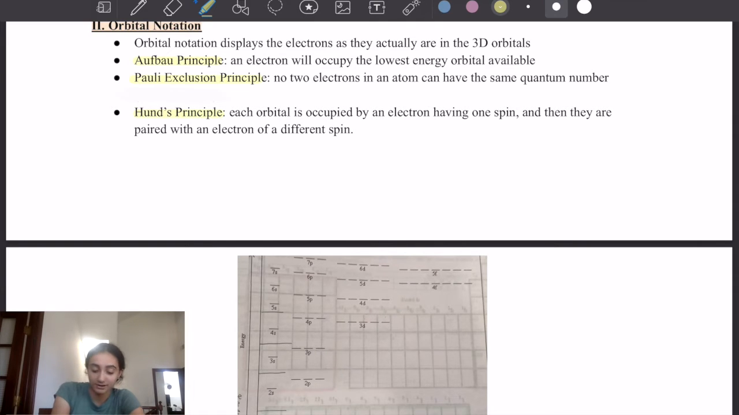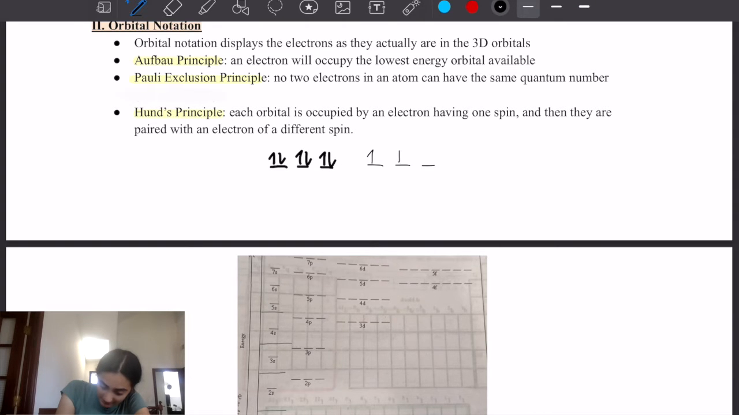which basically means that, let's say you have a p orbital. This is not how you would fill it, but instead you would first do all the positive spins and then all the negative spins.